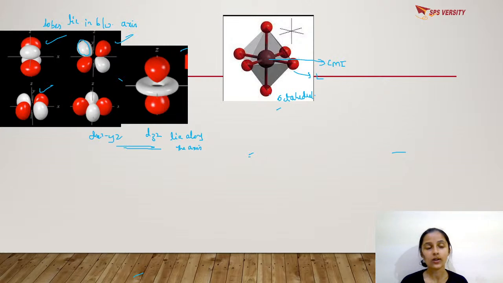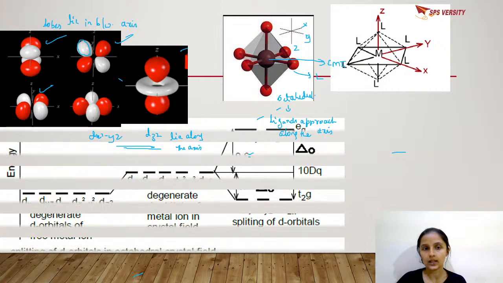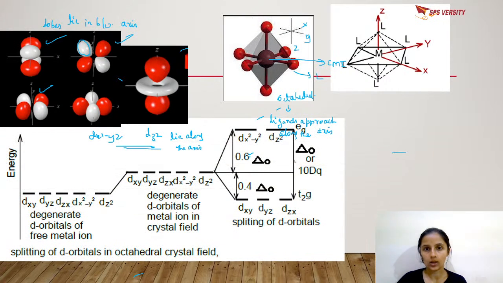Are they approaching along the axis or in between the axis? I just want you to answer these questions. If you're watching this, here the direction of approach of the ligand, is it along the axis or in between the axis? You can see this is the x, this is y, this is z axis. The ligands are present along those axes. So in case of octahedral complexes, the ligands approach along the axis. So the direction of the ligands which are present and the approach of the ligands is along the same direction.